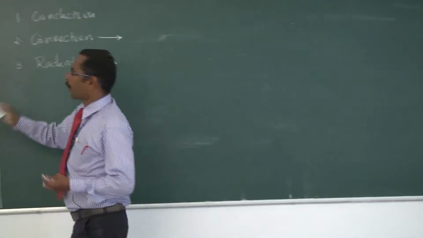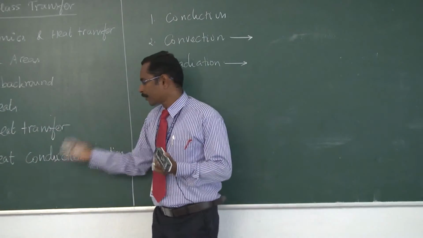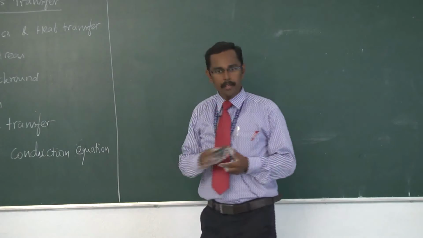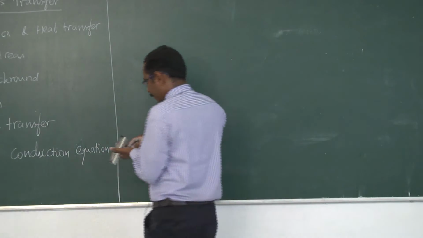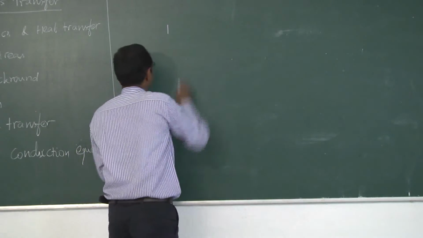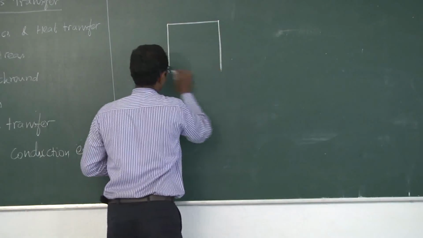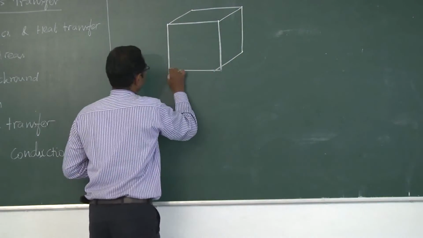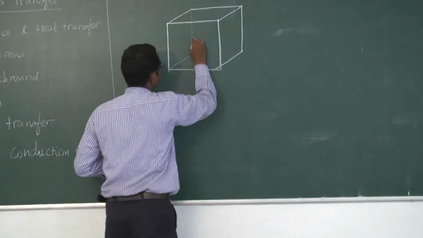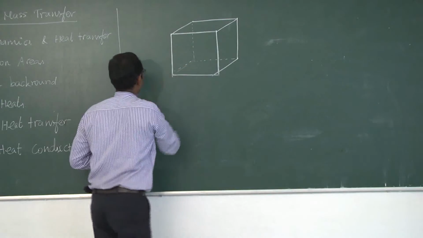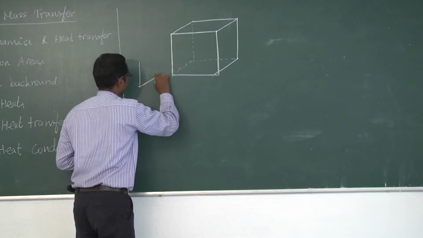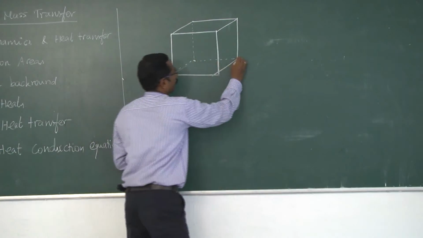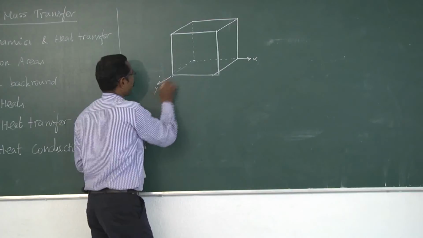Now, we will move to the last content in this topic, which is the general heat conduction equation. For this equation, I have taken Cartesian coordinates to derive it. So, now I can draw a diagram for this Cartesian coordinate. This is the positive x direction, this is the positive y direction, and this is the positive z direction.